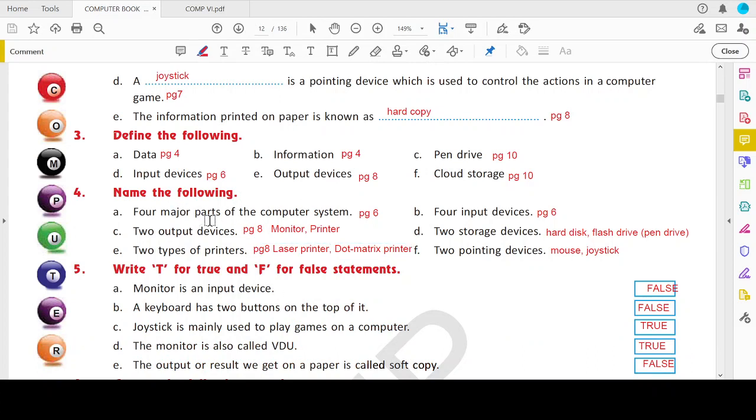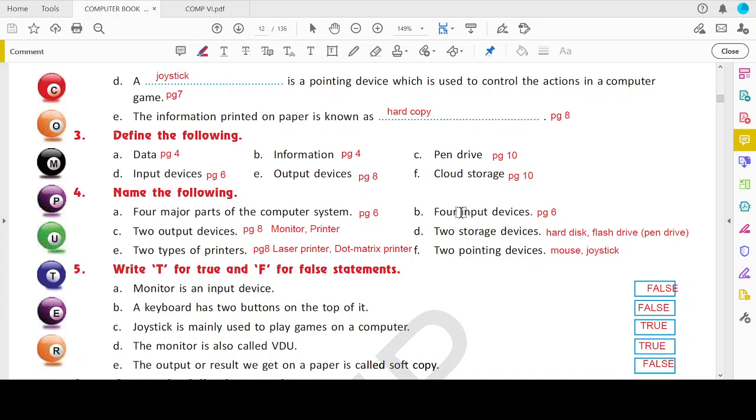Next is name the following four major parts of your computer system. What are the four major parts? The input device, the processing device, the output device, and the storage device. These are the four major parts of your computer. Okay. So find this answer in page number 6 of your book.